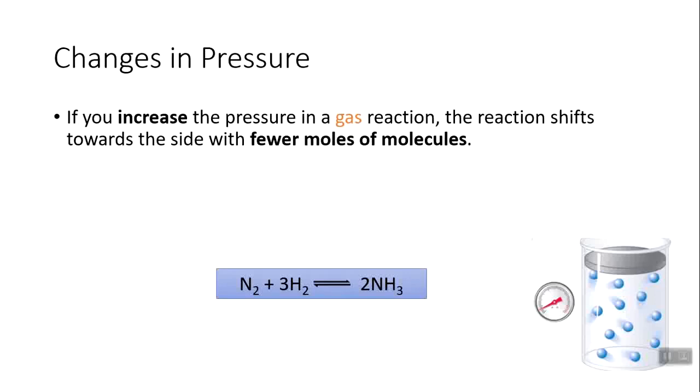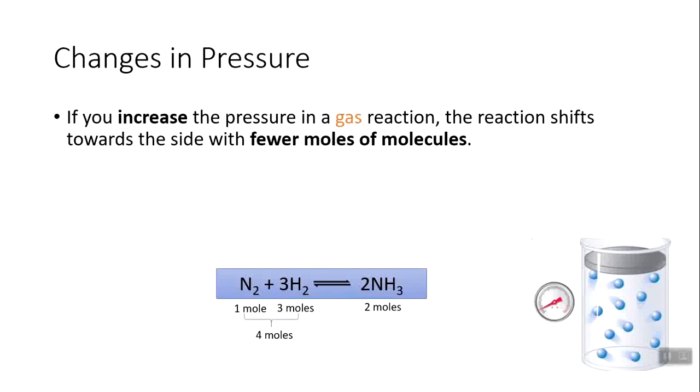Nitrogen and hydrogen produce ammonia. These are all gas molecules. And how do you determine the number of moles? Well, remember, you're just looking at the coefficients. So here we have 1 mole of nitrogen and 3 moles of hydrogen to give us a total of 4 moles of reactants. Whereas on the product side, in this case it's just ammonia, we only have 2 moles.